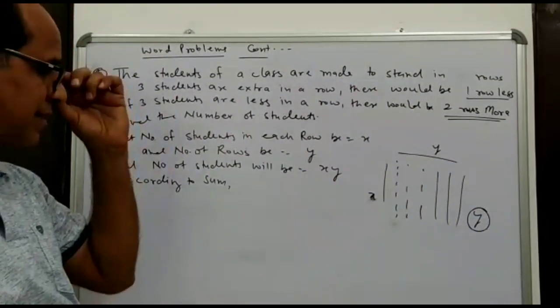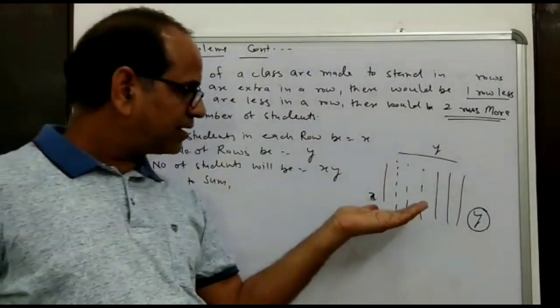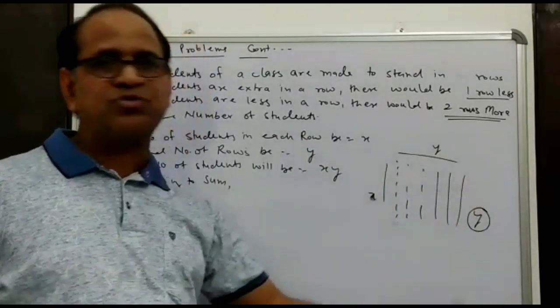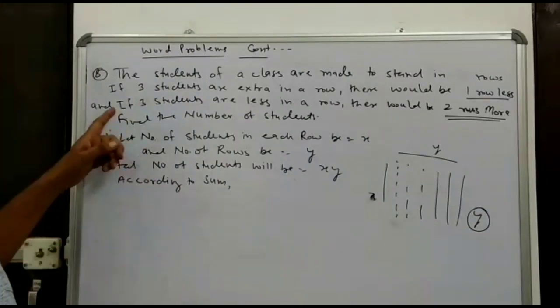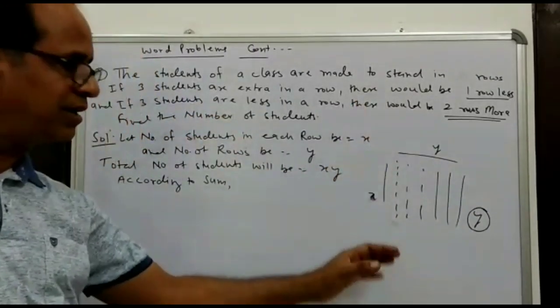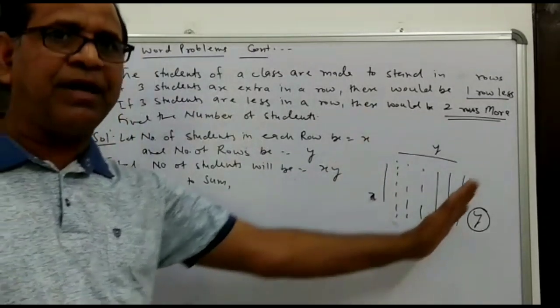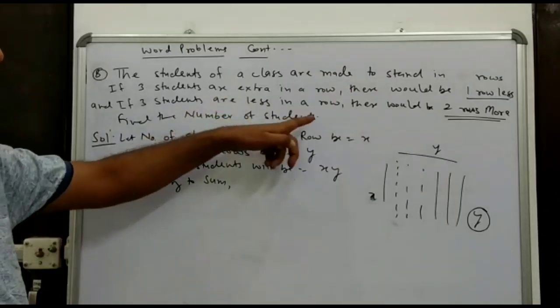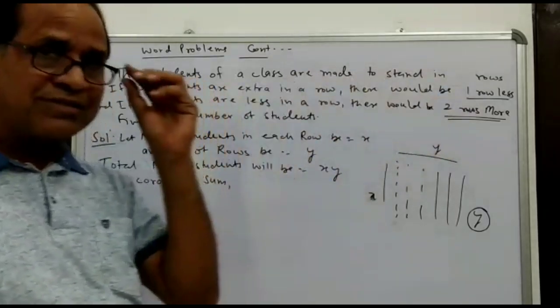Generally, this is done in the assembly and all. When the number of rows is more, then we break some rows and increase the students in the different rows. Second is, if 3 students are less in a row, if the length of the row is more, then we pick up the last student and make some extra rows. So it is told here that if 3 students are less in a row, there would be 2 rows extra.